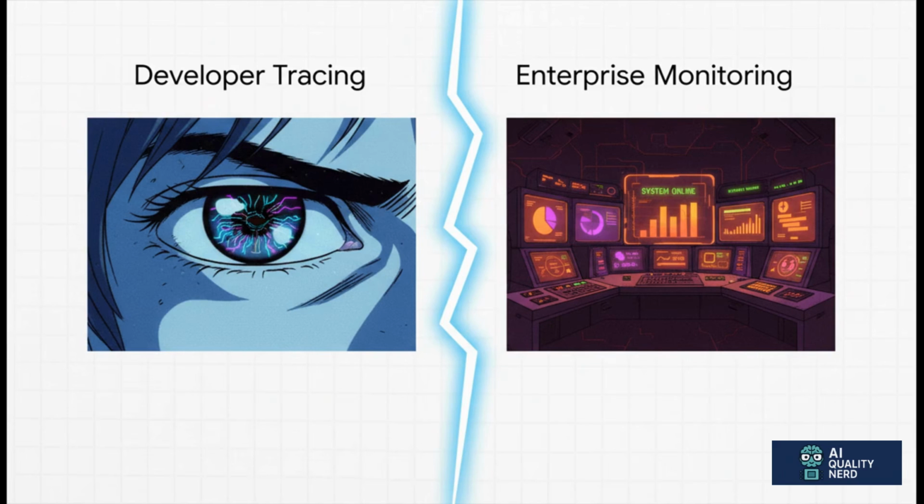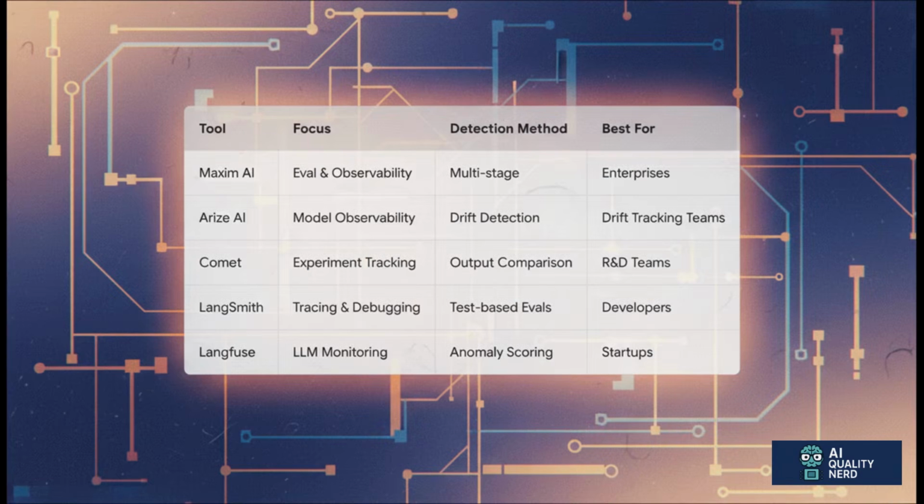They give developers super deep observability to debug specific bits of code. Others are more like a control tower for the whole operation, built for enterprise-level monitoring of your system's health. This chart is awesome because it lays it all out so clearly. You can see Maxim AI is really focused on that end-to-end evaluation, perfect for bigger companies.